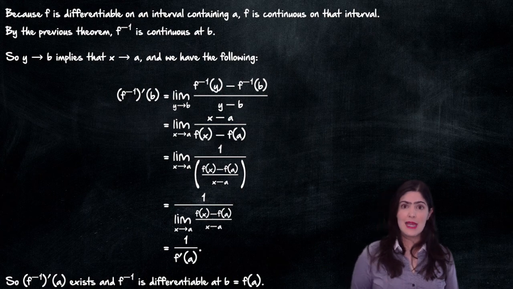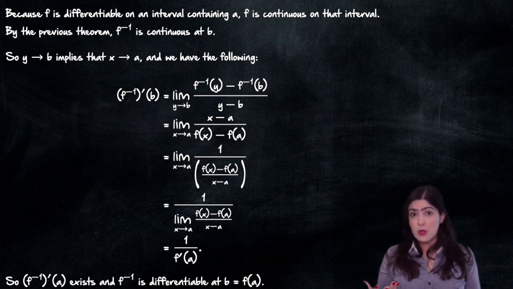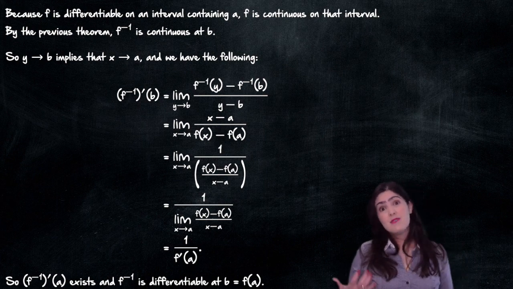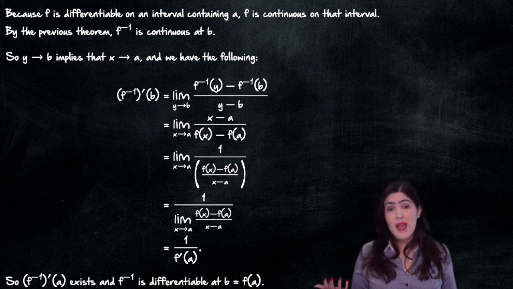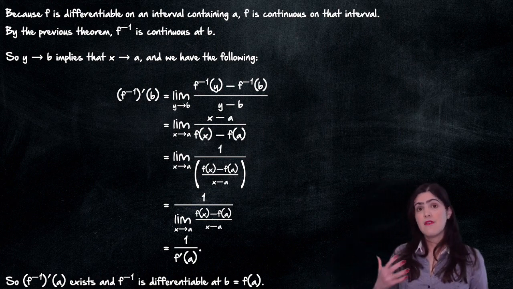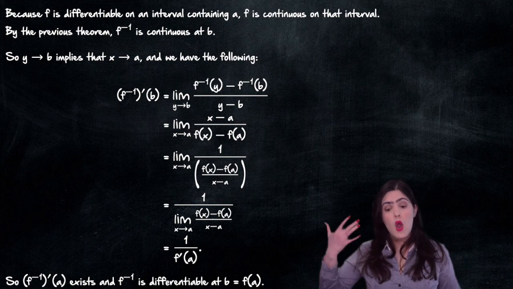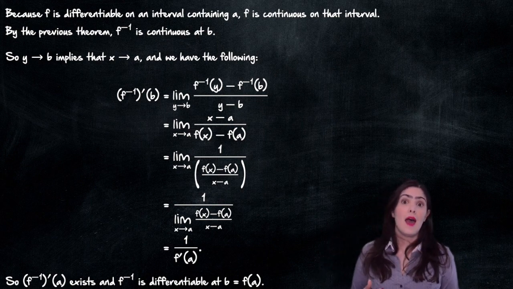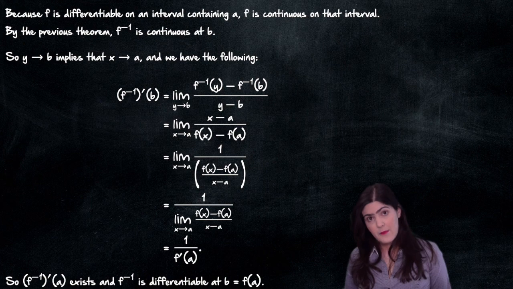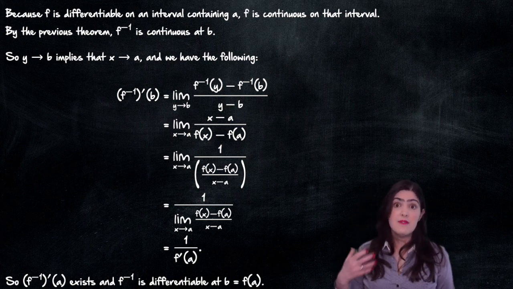And what this is also telling me is that I can compute the derivative of the inverse in a quite easy way, right? If I have that f inverse prime of b is going to be 1 over f prime of a. Now a, remember, is just f inverse of b.